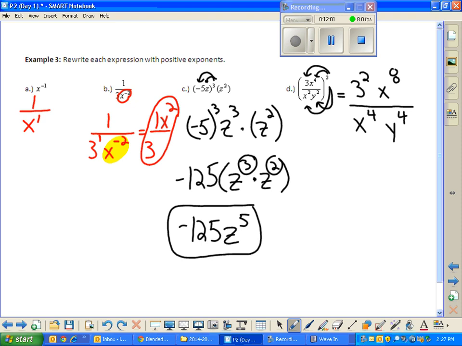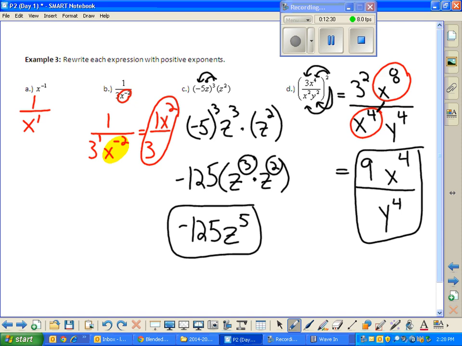I'm almost done. One problem with this particular expression right now is the fact that I have x to the 8th on top, x to the 4th on the bottom. You can actually use your power of a quotient rule. I said that backwards, quotient of powers rule, to help you out. So simplify this guy to 9, and then now you know those guys do battle, and x to the 4th would be left over on top, while y to the 4th remains on the bottom. 8 minus 4 gives you the 4 for your power of x.